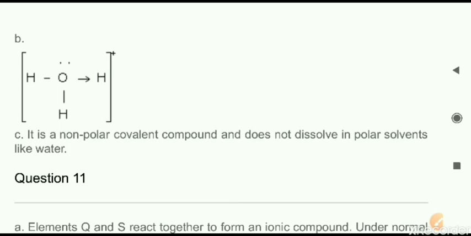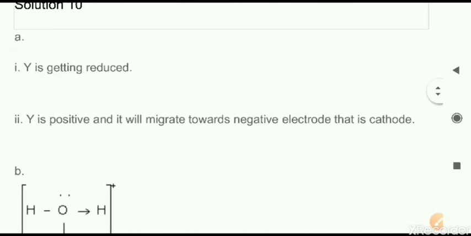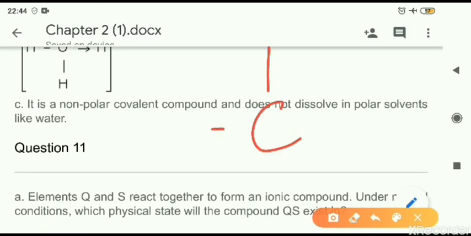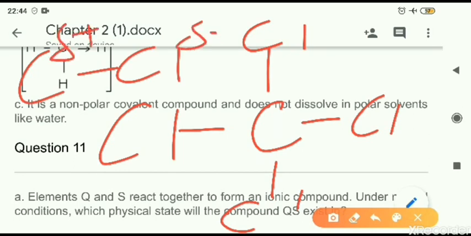Then part C. The question is: explain why carbon tetrachloride does not dissolve in water. Now CCl4, carbon tetrachloride, is a covalent compound. On all four sides chlorine is there. The carbon and chlorine bond is actually polar. Carbon is partially positive and chlorine is partially negative. In the class of covalent bonding I missed this topic.